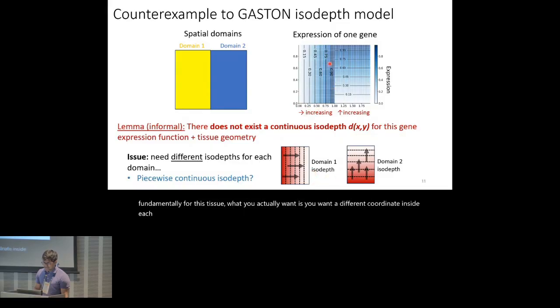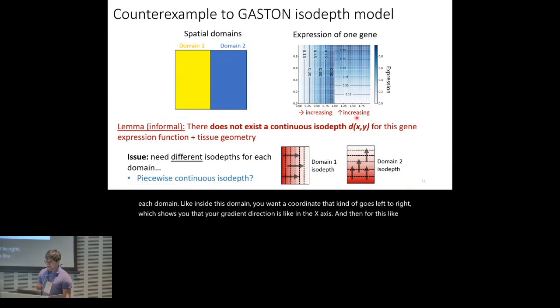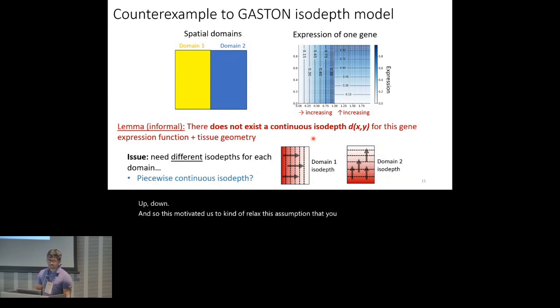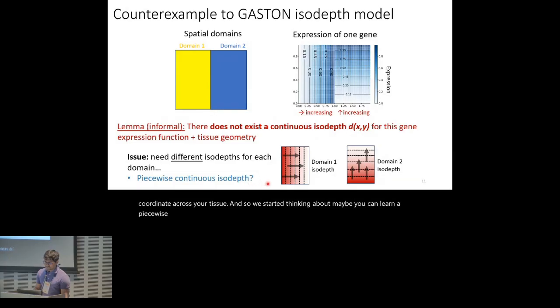Inside this domain, you want a coordinate that goes left to right, which shows you that your gradient direction is in the x-axis. And for this other domain, this blue one, you want a coordinate that goes up to down. So this motivated us to relax this assumption that you need a continuous 1D coordinate across your tissue. We started thinking about maybe you can learn a piecewise continuous isodepth coordinate, where the pieces correspond to these different domains.